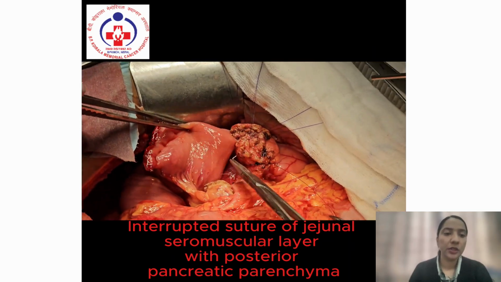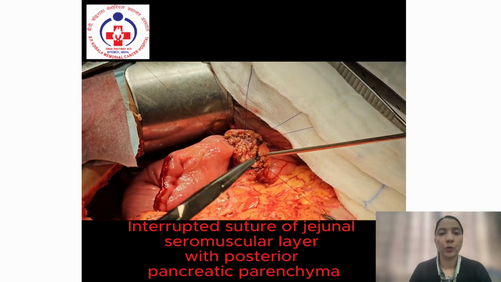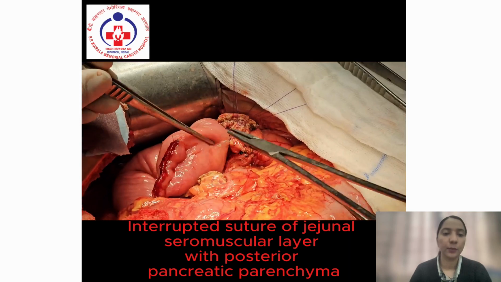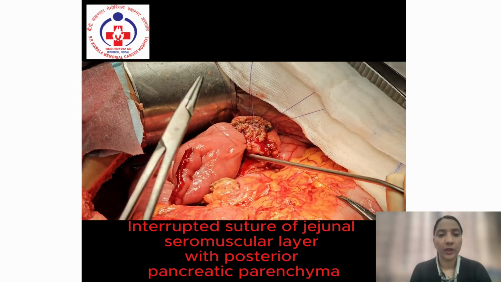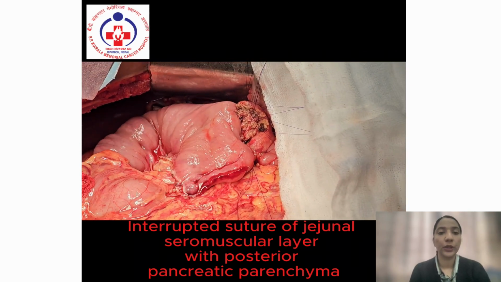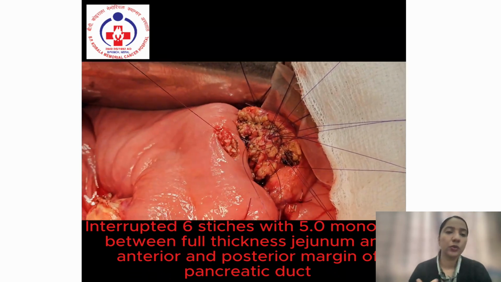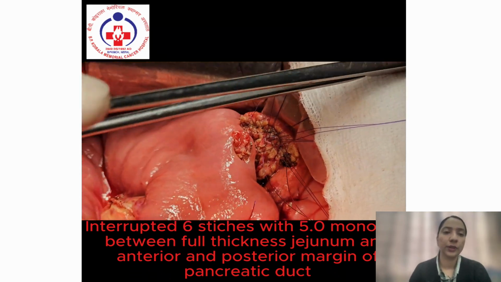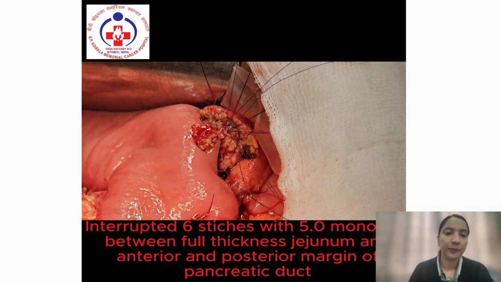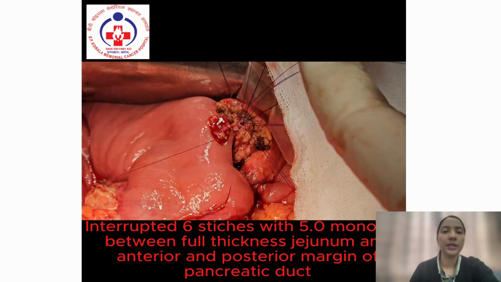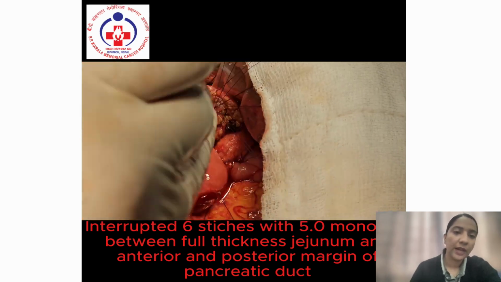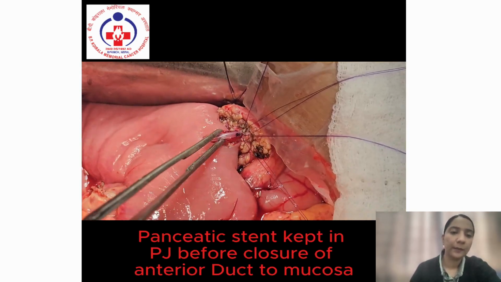Then we started the interrupted sutures over the jejunal seromuscular layer and the posterior pancreatic parenchyma. We took the interrupted sutures in the posterior parenchyma, and only after this we made the jejunal window. After making the jejunal window, the stay suture over the pancreatic duct, which was kept secured, we then gradually took through the posterior full thickness of the jejunum, and then gradually we ligated and tied the suture.